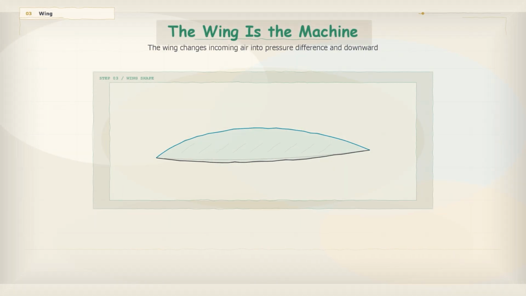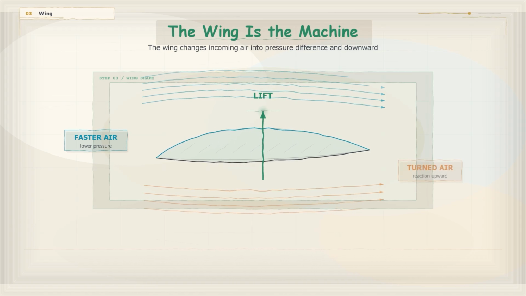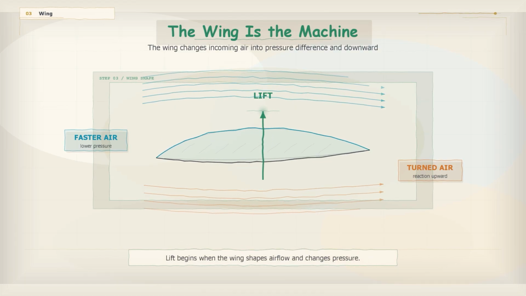The answer begins with the wing. Zoom in, and the airplane becomes a machine for shaping airflow. Air above the wing behaves one way. Air below the wing behaves another way. A common story says the top path is longer, so the air must move faster, but that is not enough. That story is too simple. A better picture is pressure plus air being bent downward. Wing shape, angle of attack, and airspeed work together. The result is the upward force we call lift.